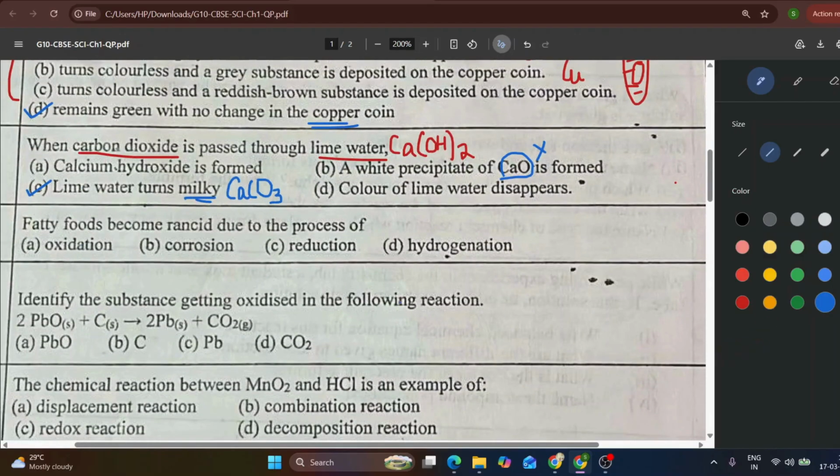Now, this is a very simple one. Fatty food becomes rancid due to the process of rancidity. Easily we can go for the answer, oxidation. Rancidity, immediately the answer is oxidation.